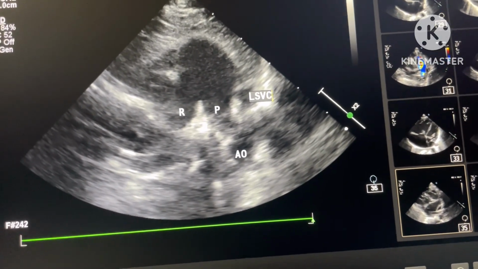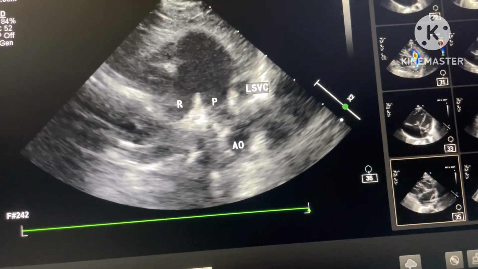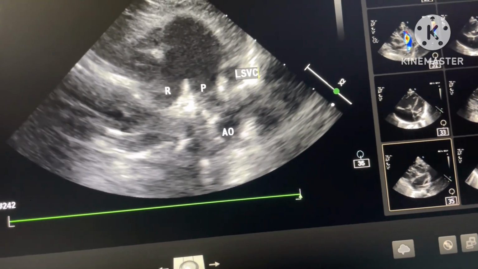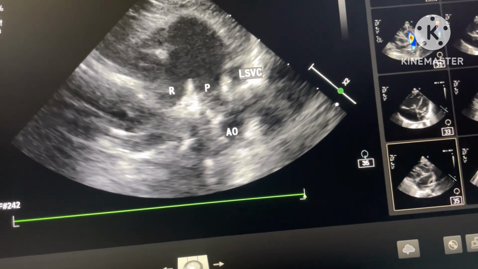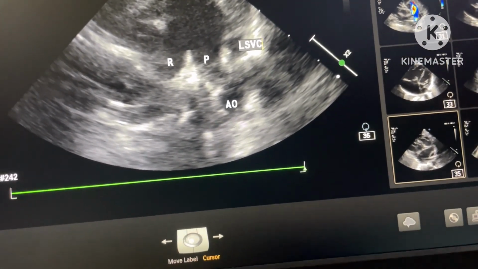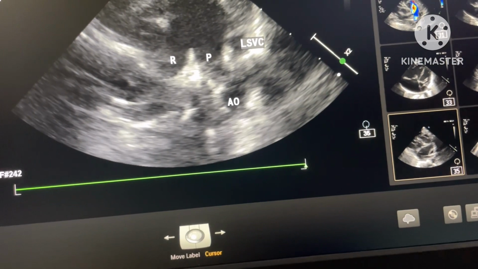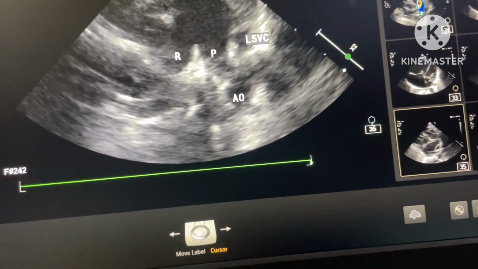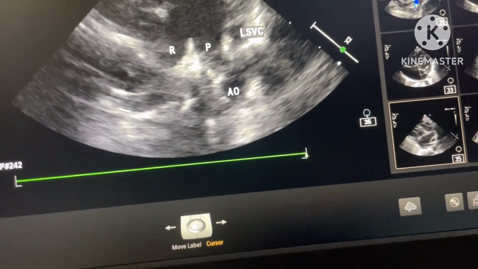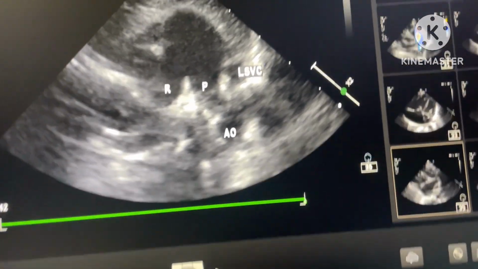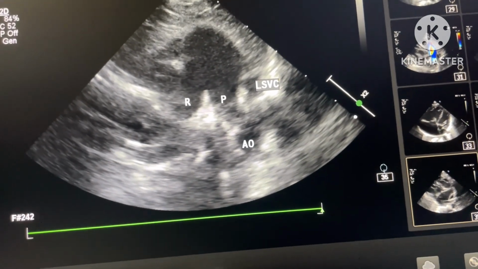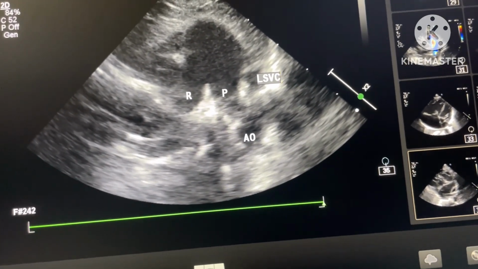How will you confirm? This is confirmed by injecting agitated normal saline contrast. You inject agitated normal saline into the left hand, left antecubital vein. The first structure that will take contrast will be coronary sinus. Then that will go into right atrium. So that is how you diagnose left-sided superior vena cava draining into coronary sinus.